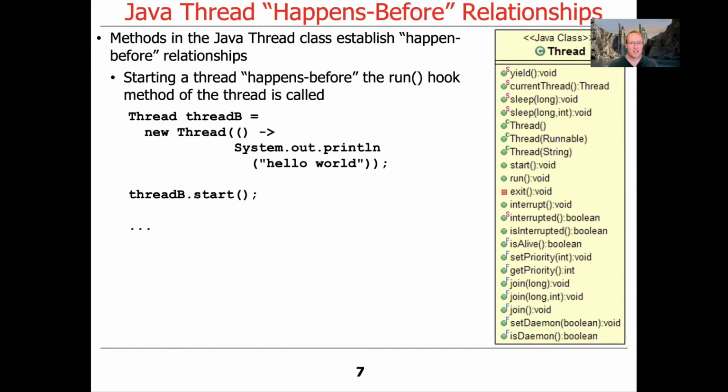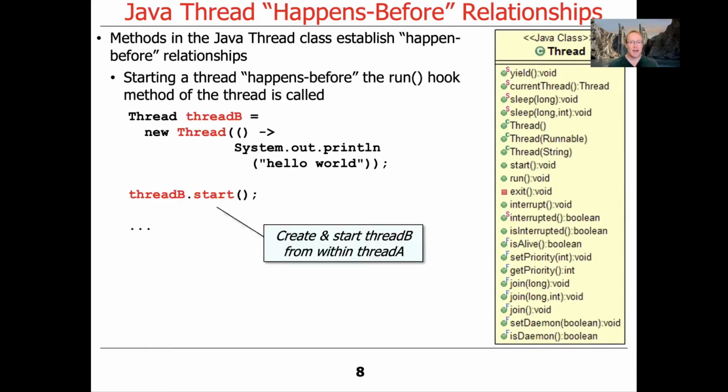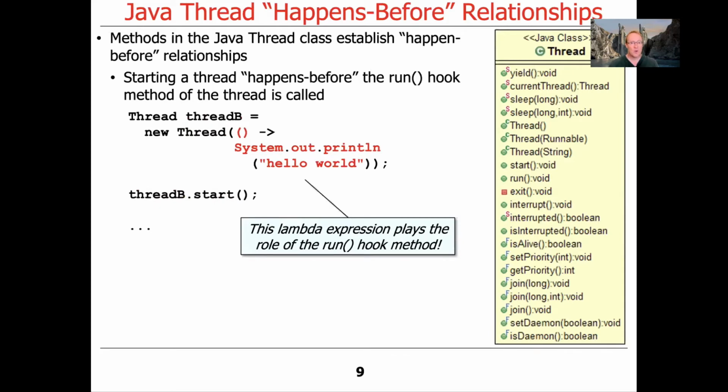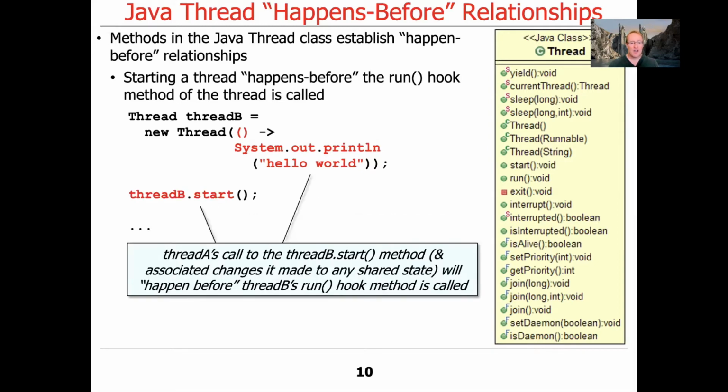So here's a very simple example to illustrate how this works. You can see here how we're going to make ourselves an instance of thread called thread B, and we're going to go ahead and give it some lambda expression to run. That's not very interesting here, just something to do in its run hook method. We then go ahead and start thread B. And let's assume, for sake of argument, that thread B is started in the context of some other thread, thread A, or the main thread. This lambda expression will play the role of the run hook method. So that's going to print out hello world in a background thread. Clearly, we need to have thread A's call to the start method of thread B happen before thread B's run hook method is called. So obviously, start has to occur in thread A before the run hook method can be called back. That's pretty obvious.